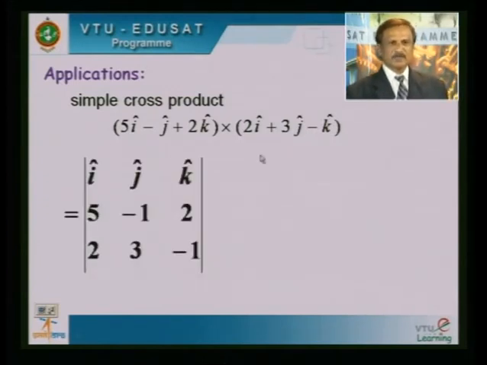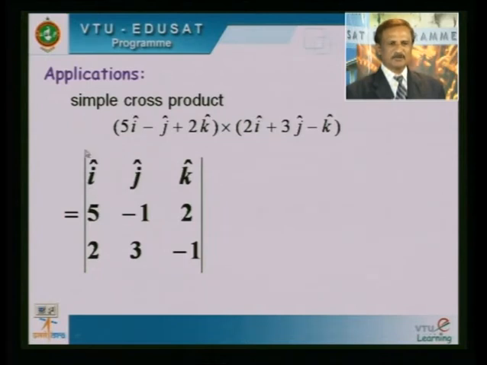As you know, you can write it in the form of a determinant, right? What is the first row? First row is i, j, k. Is it clear? Unit vectors. Then the second row is the coefficients of i, j, k, right? The coefficient of i is 5, that is the first element of the second row, right? The coefficient of j is minus 1, the coefficient of k is 2. Similarly, the coefficients of i, j, k of the other vector are written as the third row, namely 2, 3, minus 1. Is it clear? So like that you can form a determinant.